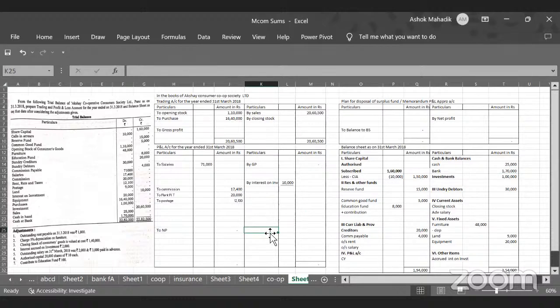Outstanding rent payable. So add to rent. Okay, leave one line here. So add outstanding rent 1,000. In outer column it will be 21,000.